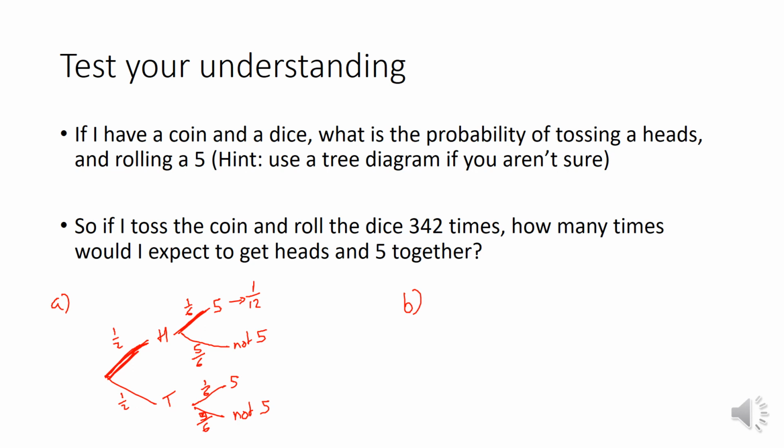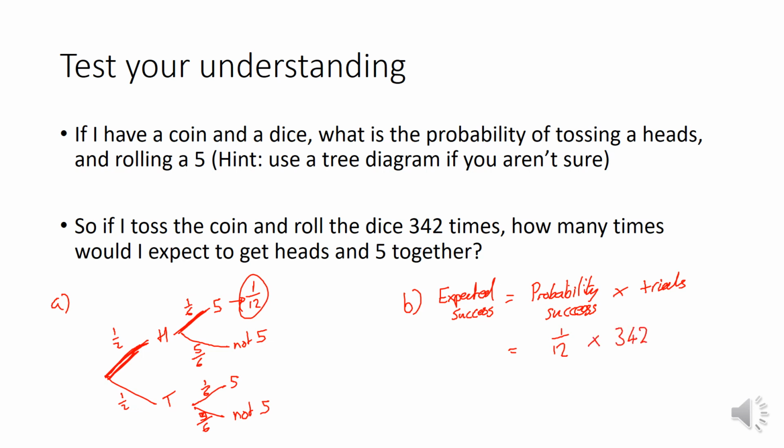What we need to do now is use our formula. So we've got expected success equals probability of success times by, I'll just put trials, number of trials. So we're told we've got 342 trials. We've worked out our probability of success is a 12th. So we've got 1/12 times by 342. So now we need to do 342 divided by 12 to work out our answer. So we work that out as 28.5. So our expected number of successes is 28.5. So again, we've got a decimal one, but that's completely fine.